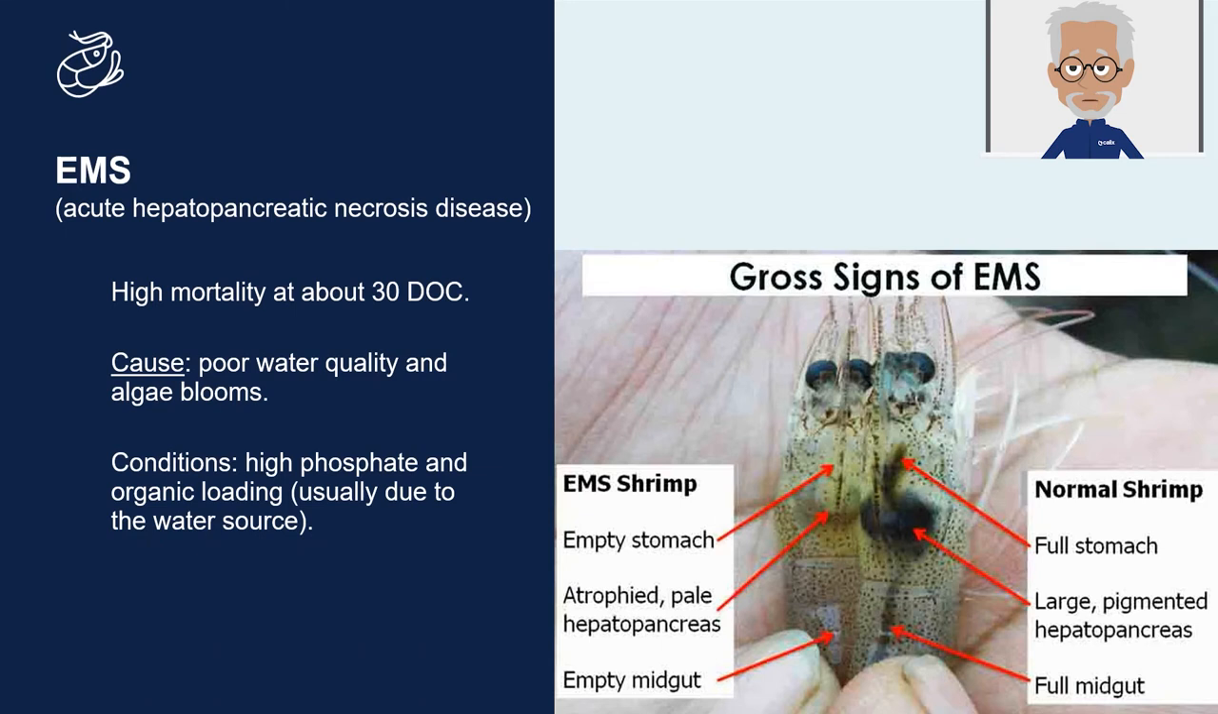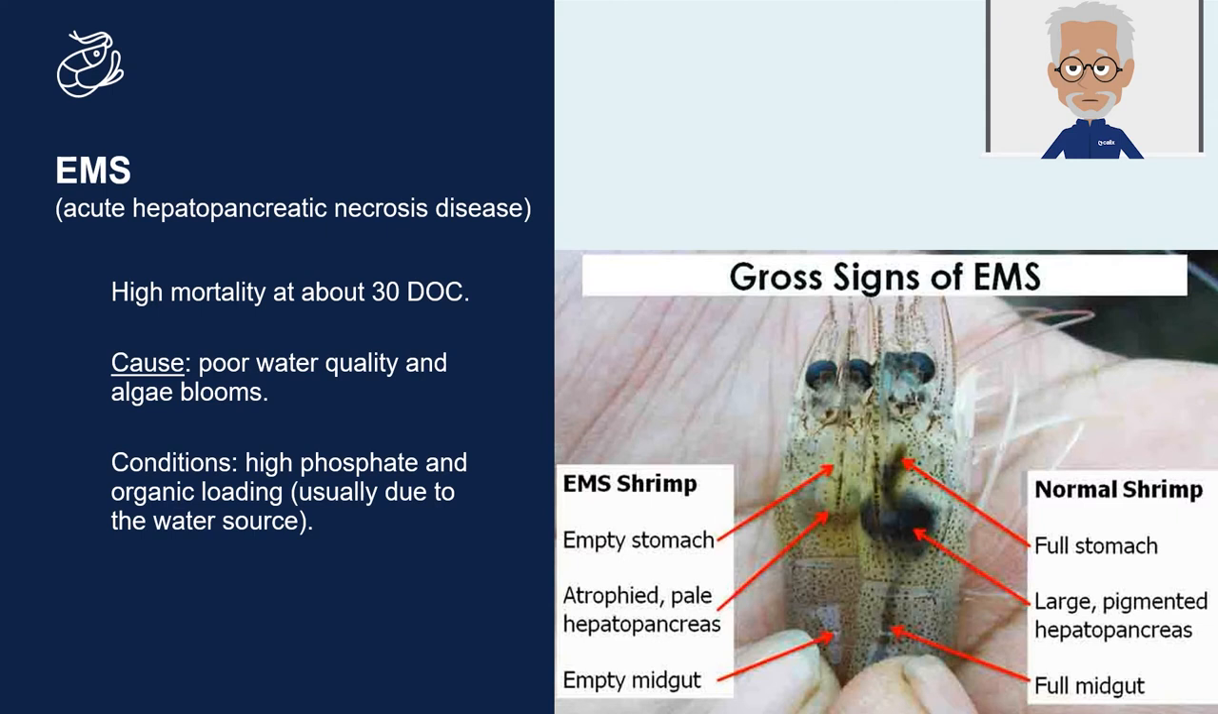Okay, let's have a look at some of the common diseases in more detail. The photo you see on the left side of the screen shows the difference between a healthy shrimp and a shrimp with EMS. EMS stands for Early Mortality Syndrome, also known as Acute Hepatopancreatic Necrosis Disease, AHPND, and is a bacterial infection that causes high mortality in shrimp culture at about 30 days of culture. It is usually linked to poor water quality and algae blooms in the ponds.